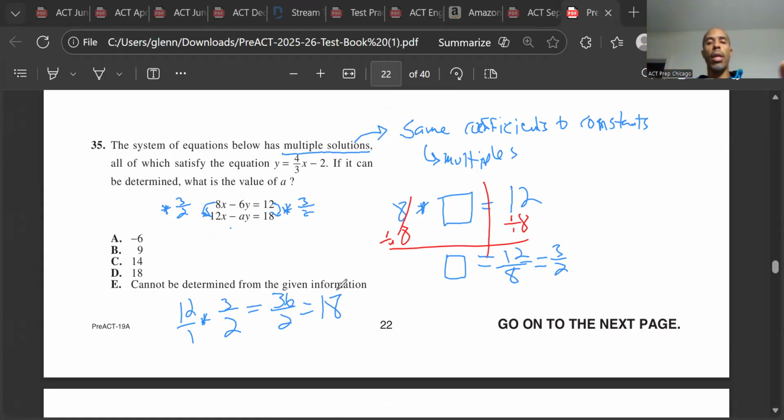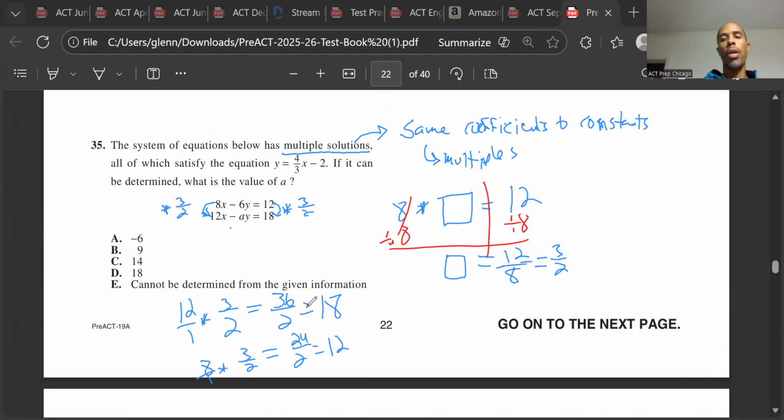And if we did 8, we already knew that because we did division. But just to show, if we did 8 over 1 times 3 over 2, we should get 12. So that's 24 over 2, which is 12, right? So you see, you multiply them by 3 halves, and that's what many solutions means. The constants and coefficients are either the same or they're in the same multiple.